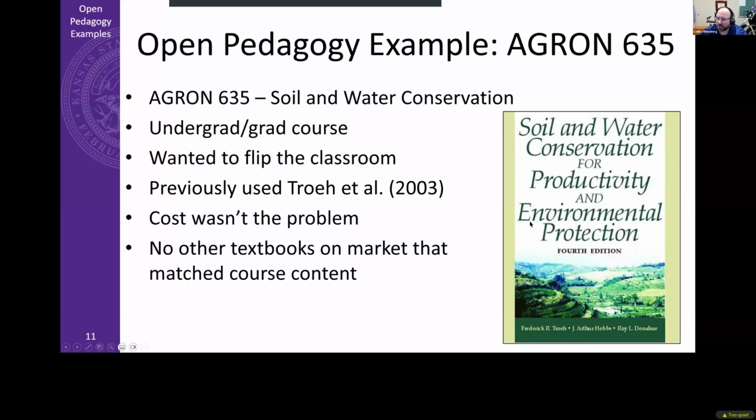And the issue I had with this book, well, I had a few issues. One was it was last published in, I think, like 2001 or 2004, something like that. So there weren't any recent copies of it. And the three authors that you see here were all emeritus by the time they published the last copy. So I didn't have high hopes that they were going to put out a 5th edition for it.